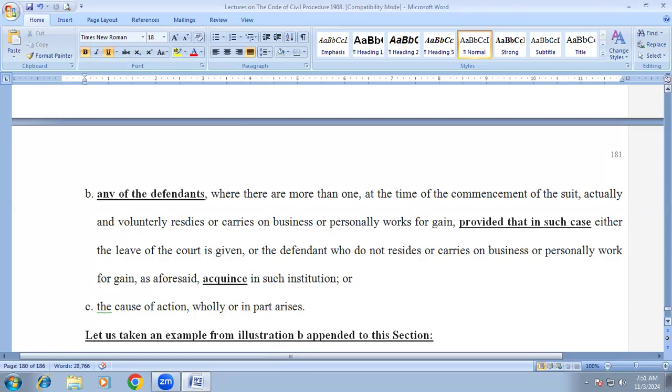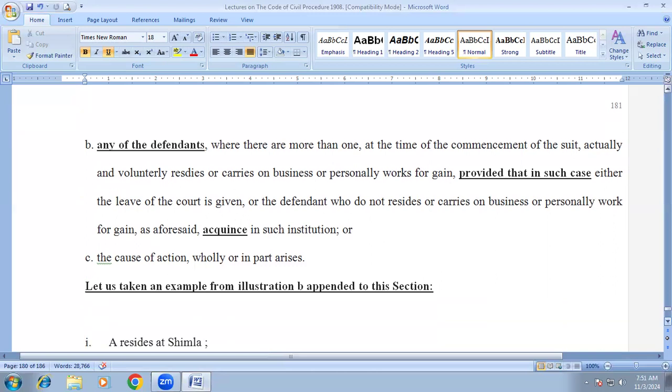So let us repeat again. The civil suit can be filed against any of the defendants, where there are more than one, if any of them at the time of commencement of the suit actually and voluntarily resides or carries on business or personally works for gain, provided that in such case either the leave of the court is given or the defendants who do not reside or carry on business or personally work for gain as aforesaid acquiesce in such institution. Or the civil suit can be filed before the civil court where the cause of action wholly or in part arises.